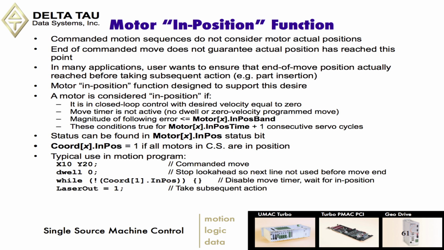And then there's a coordinate system in position bit. If all motors in the coordinate system have followed these rules, then the coordinate system in position bit will become true. And then we can use that in a motion program, for example, to wait for motors to become in position in the coordinate system before we move on to the next step in the motion program.